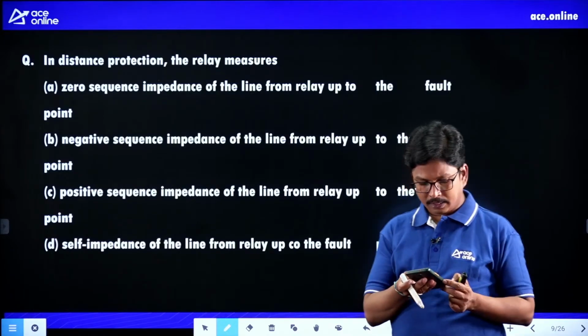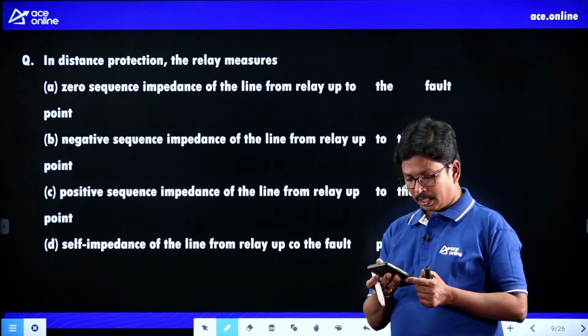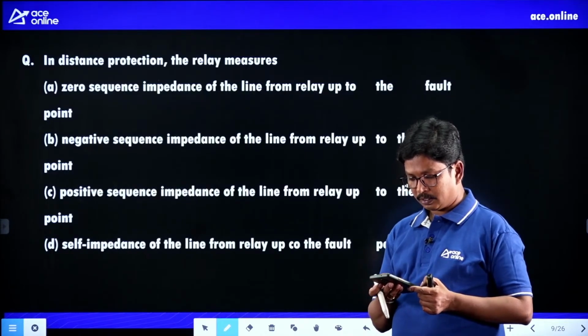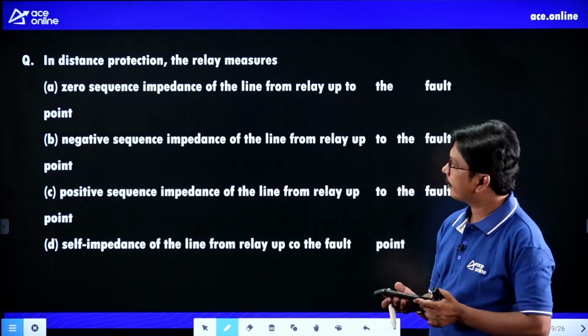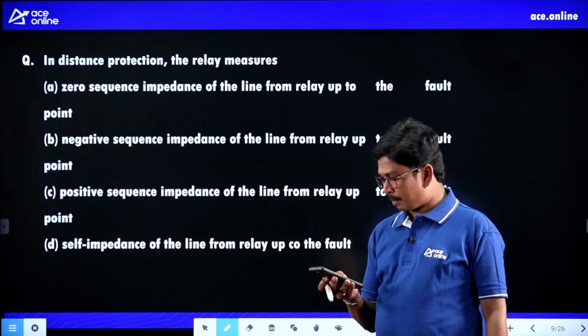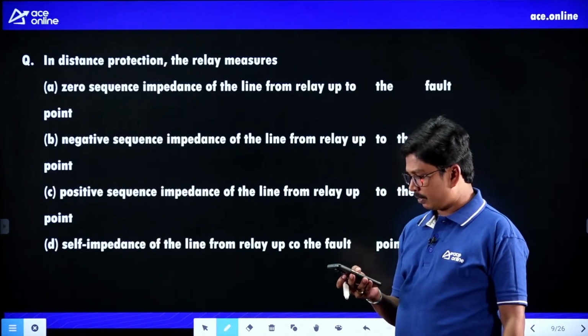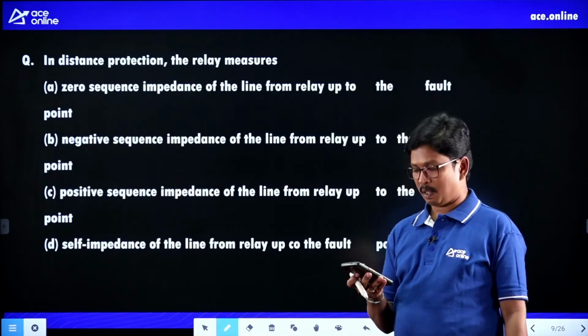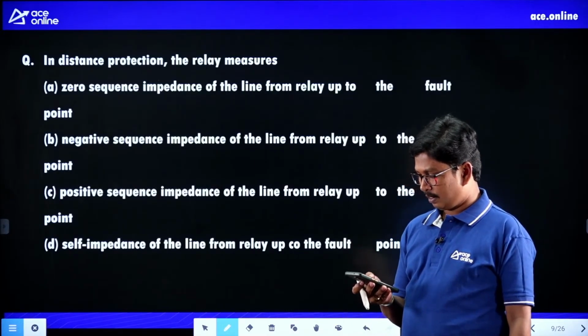Very good, Amala. Triyambak, Aravind Reddy, very good. Any answer for this question? In distance protection, the relay measures what? Durga Prasad Sir has given option C. Very good. Very fast response. Very good.